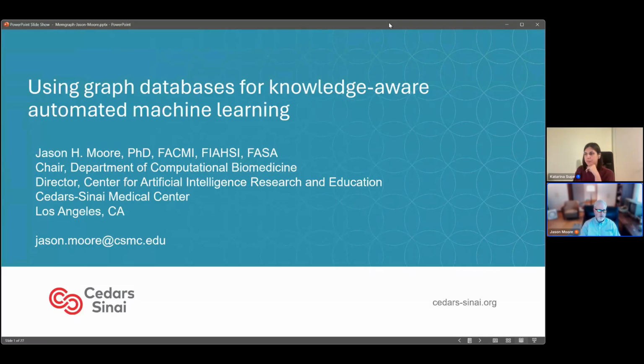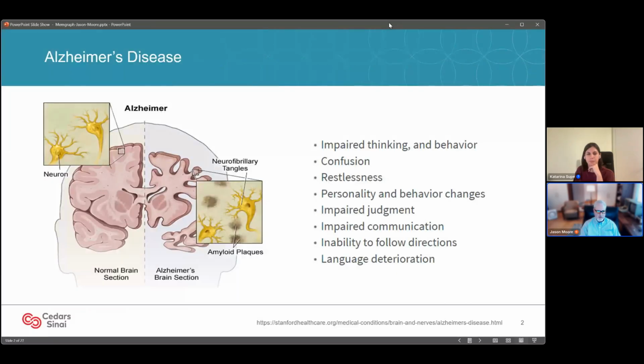And today, the motivation for the work I'm going to present is Alzheimer's disease, which is a neurodegenerative disease characterized by misfolded proteins leading to lesions in the brain, amyloid plaques, and neurofibrillary tangles, which damage the brain, as you can see in this cartoon, leading to memory loss, impaired thinking, confusion, restlessness, personality and behavior changes, impaired judgment, etc. I think everybody's familiar with the general symptoms of Alzheimer's disease.